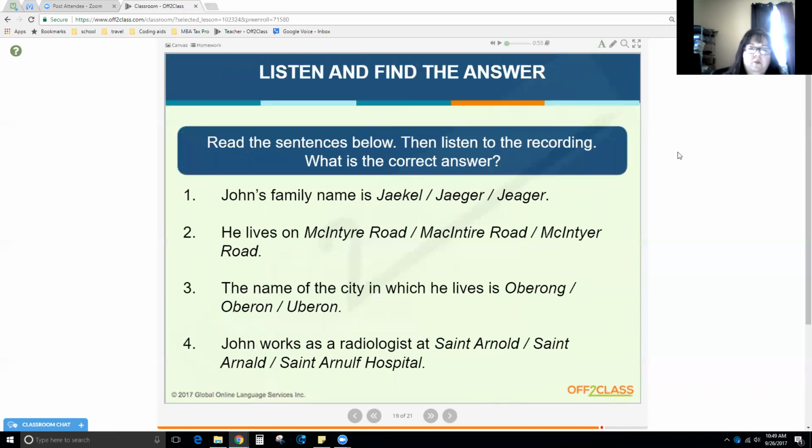All right. So now we're going to read these sentences and then listen to this recording, listening for the correct answer. For number one, John's family name is, and they're very, very similar. It might be a slightly different pronunciation. Okay. He lives on McIntyre Road. McIntyre. I wonder if they're going to spell them for us. I think they pronounce the same. So we'll see what they do. Okay, and the name of the city in which he lives and where he works. All right, so I'm going to mute again.